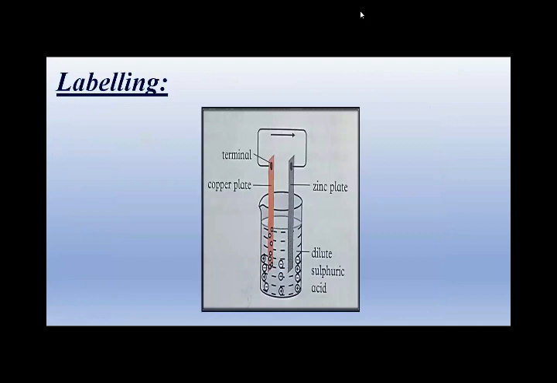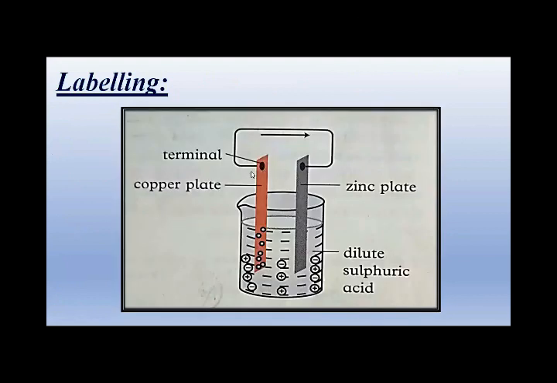Now we will move towards the labeling for the voltaic cell. These are the two terminals. This one is the copper plate, which is a little bit brown in color. The next one is the zinc plate, and this one is the solution which is present inside the beaker. You can also give another label: this one is the beaker. So inside the beaker there is a solution, and the solution is dilute sulfuric acid. What are these things?